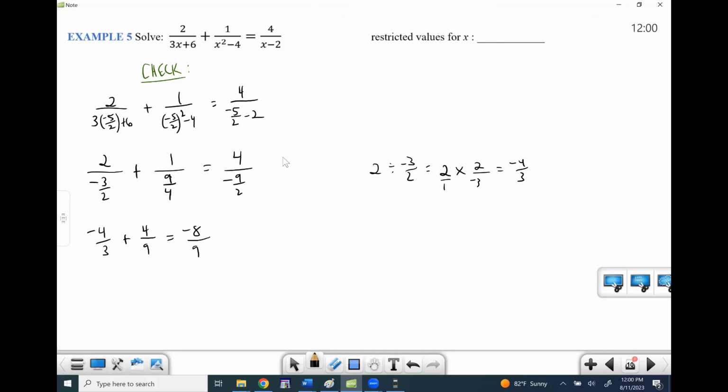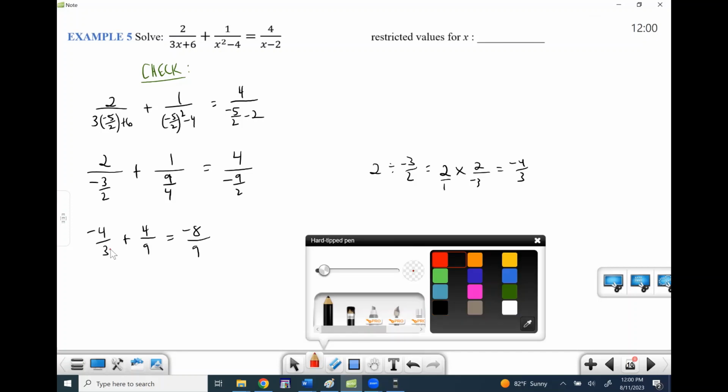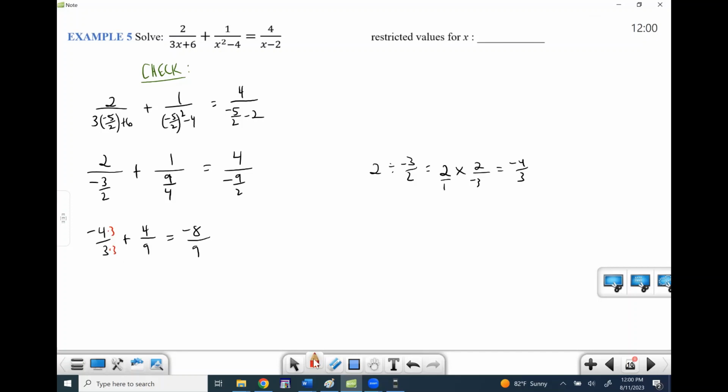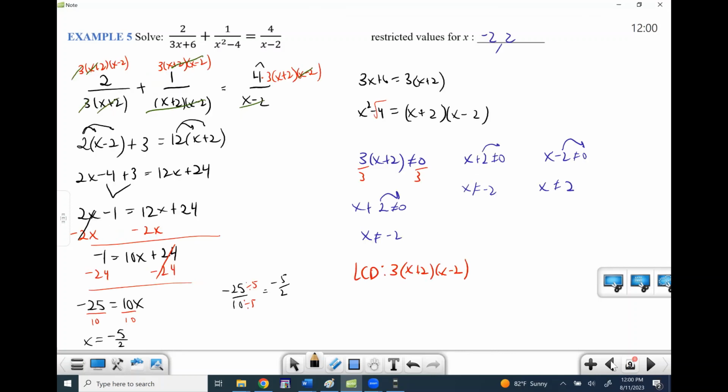All right. So then if we go ahead, we can put it in the calculator or get common denominators, whatever works for you, fits your class. Indeed, this does equal -8/9. Okay. All right. So it checks out. So we are going to keep this solution.